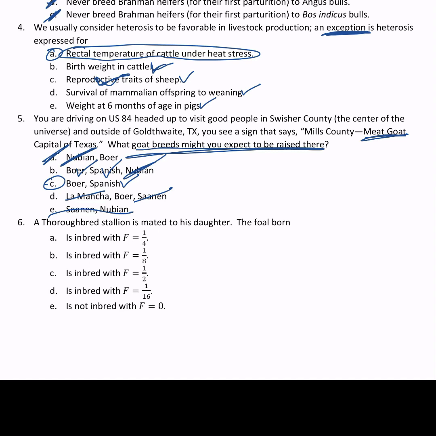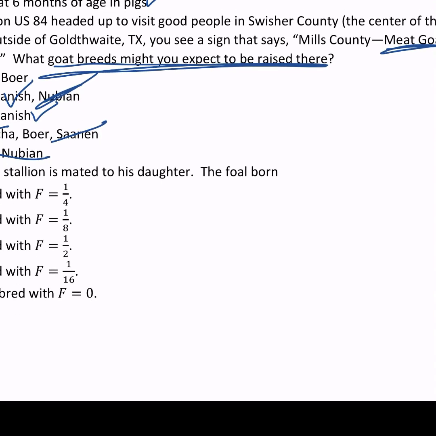Question number 6. A thoroughbred stallion is mated to his daughter, the foal that is born. So we're looking for that foal's inbreeding coefficient. I'm going to go ahead and draw out a little pedigree. So we have this stallion, we're going to have stallion X, and then the mare Y, and then the foal that is born Z. So he's mated to his daughter to produce Z. So not only did he produce Z, he also produced Y.